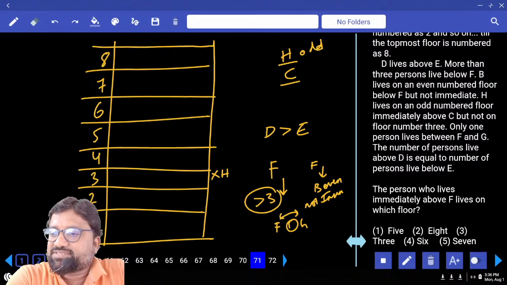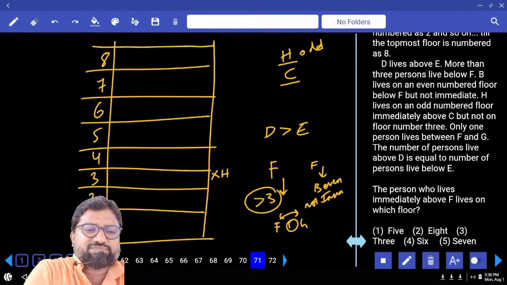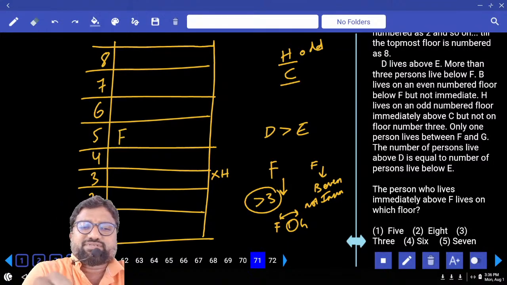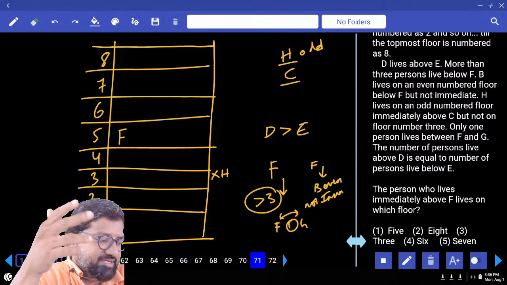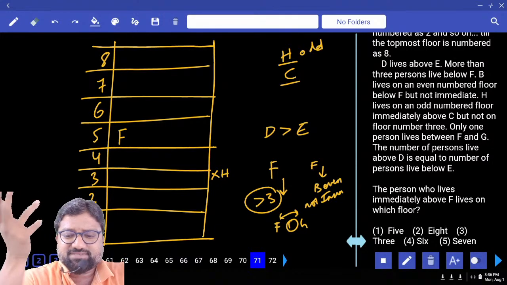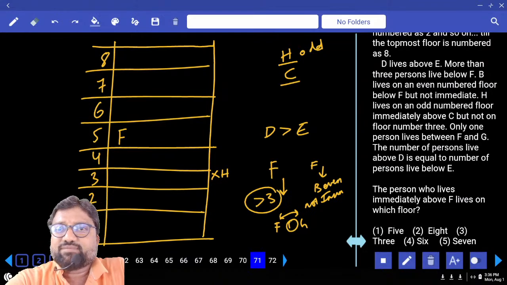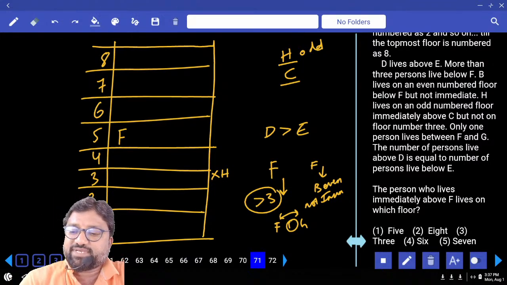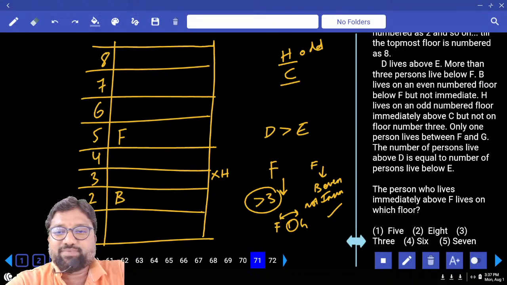Yes? So now look, F should start with a minimum of 4 floors below. So first option, I'll go with F here. You still have multiple possibilities: I can take F in 6, 7 and I can also take F in 8. First we'll try this. This is F and below F is B but not immediate, and B should be on an even number floor.